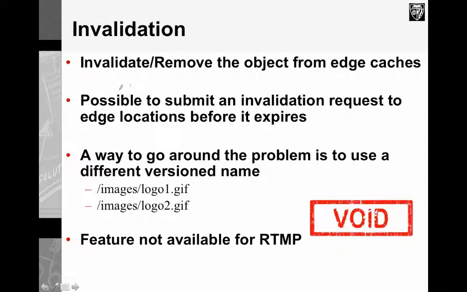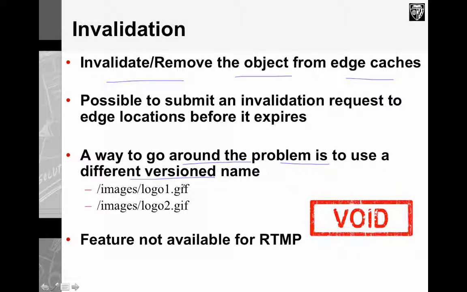Invalidation is the mechanism by which you can remove an object from the edge cache. It's possible to invalidate it, and it so happens that CloudFront actually charges you for that invalidation request, and it may take a few hours for the invalidation to take place. I think they allow you 1,000 requests or something like that to invalidate, but after that, they'll charge you money for that. One way to get around the invalidation issue is to actually use versioned names.